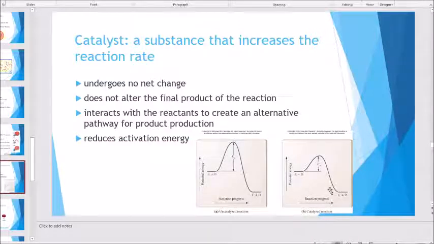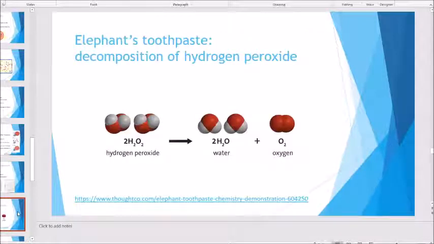In the presence of a catalyst, notice how the energy of the reactants is the same and the energy of the products is the same, but the activation energy is lower. And this is because the catalyst forms a different intermediate state than if it was not present. Let's take elephant's toothpaste as an example.